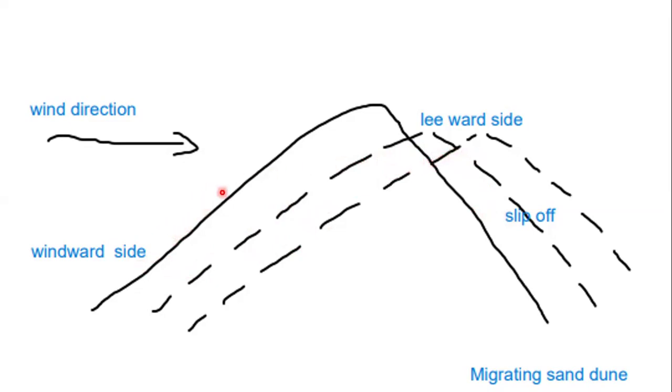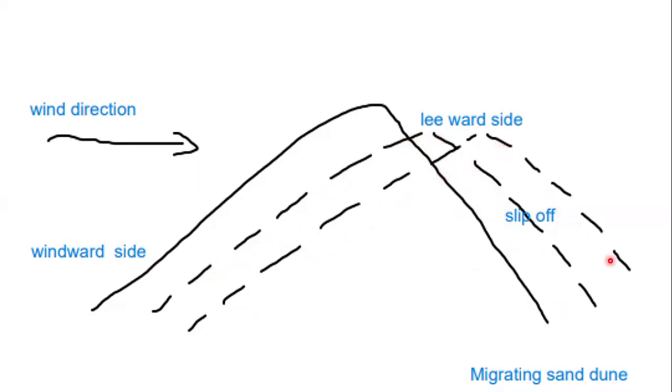This is the windward side of the sand dune, and this is the leeward side. Windward side is gentle. The slope is gentle here, and on the leeward side the slope is steep. So the sand slides from here. This is the slip-off area, and the dune advances this way. The dotted lines show the advancement of the sand dunes.